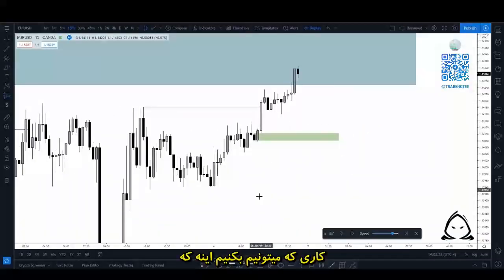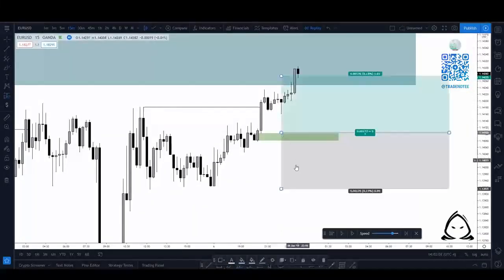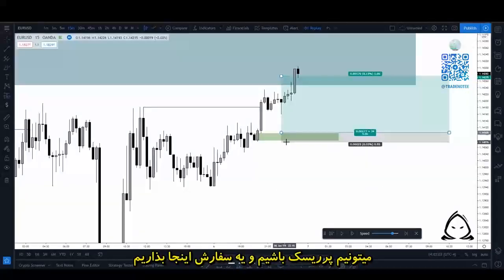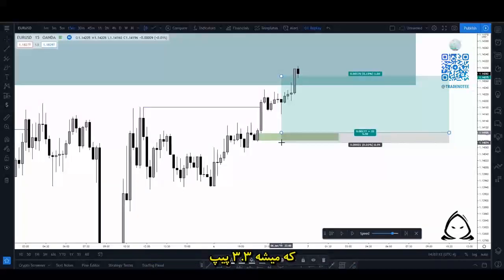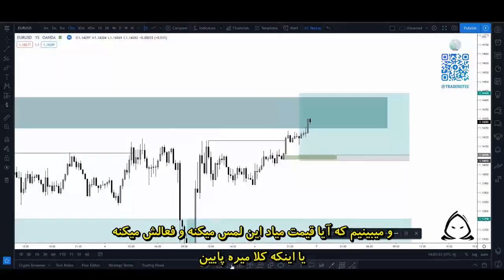So what we can do is be a little aggressive in that we can put an order on. We can see that this is a 2.3 pip zone, and we'll add another pip, so that'll be 3.3 pips, just like that. And we'll see if price pushes down, tags us in and continues up, or if it just continues to push down.